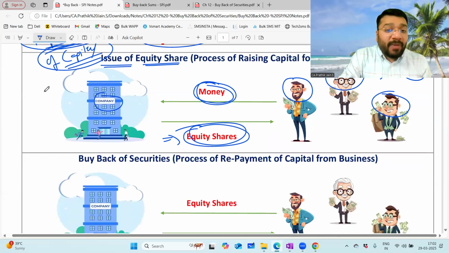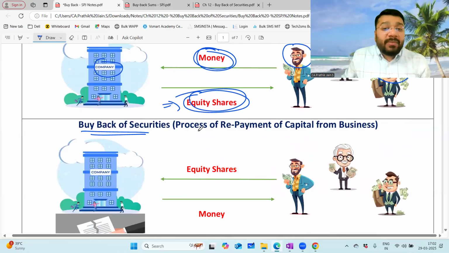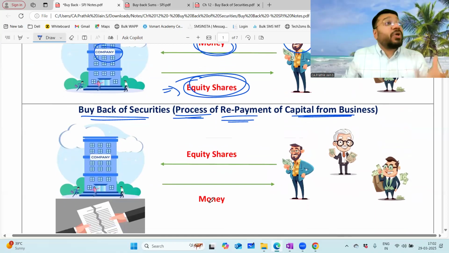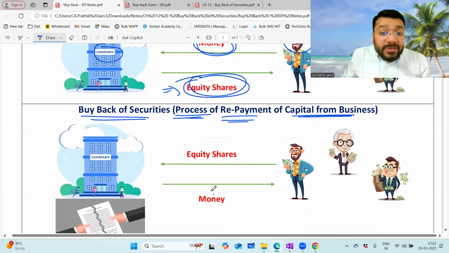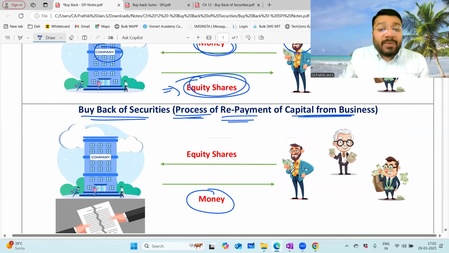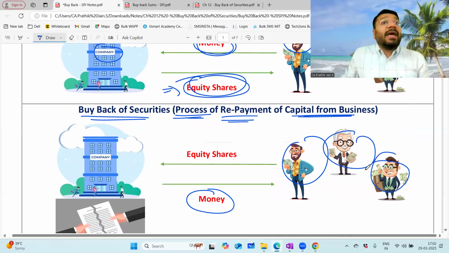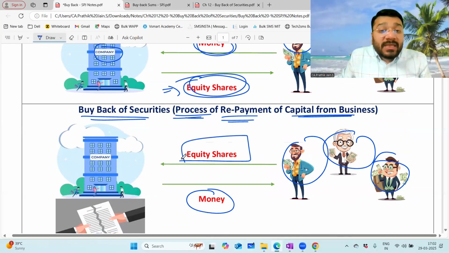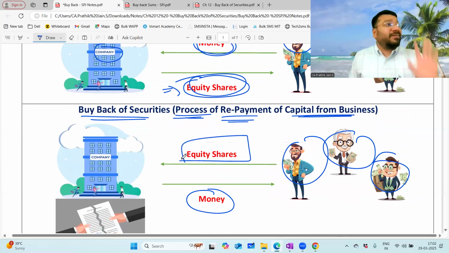So what is the meaning of buyback? Buyback of securities is nothing but the process of repayment of capital from the business. In this case, the company which now has surplus money gives that surplus money back to the shareholder, and in return it asks them to surrender the equity share certificate. Correct?